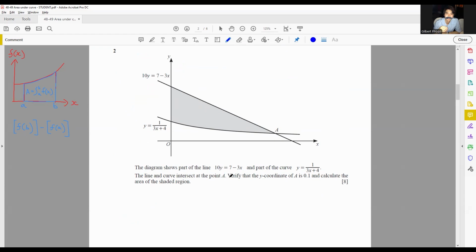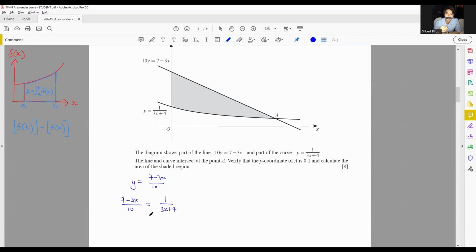So we can follow the steps one by one in the question here. First of all, we're going to verify that the y coordinate of A is 0.1. And to do so, we have to let both the equations equal to each other. First off, we have to change this back into the y equation. Make y the subject. y equals 7 minus 3x over 10, right? And then we're going to let this y equal to this y over here. 7 minus 3x over 10 equals 1 over 3x plus 4.